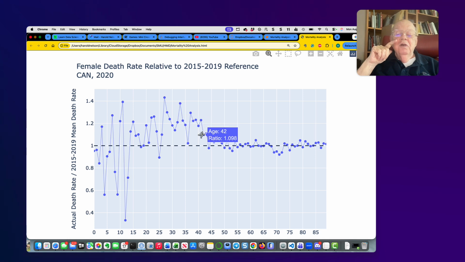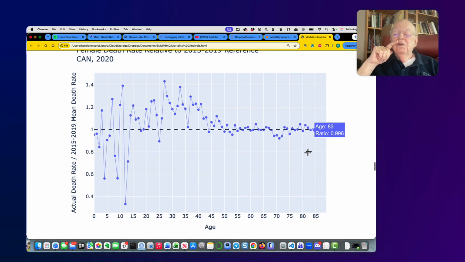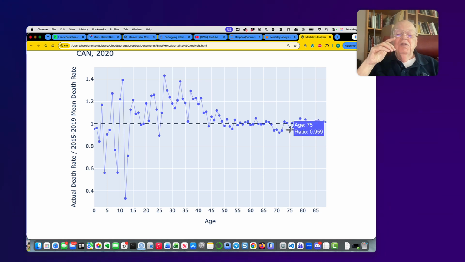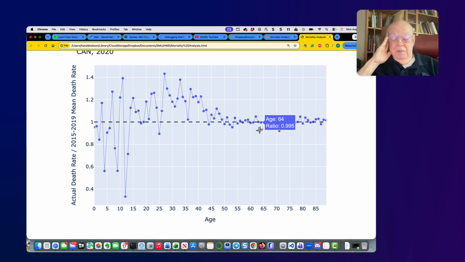Also interesting, what I find in looking at this graph is that after about the age of 50, it looks like there was basically no effect at all. Not higher, not lower, just hugging that reference line at 1. Okay?